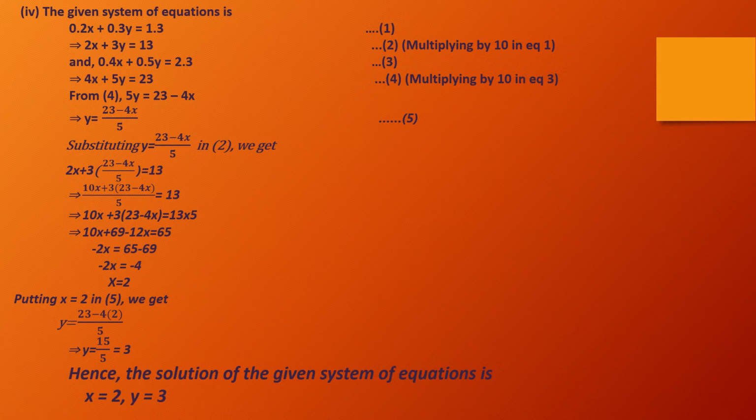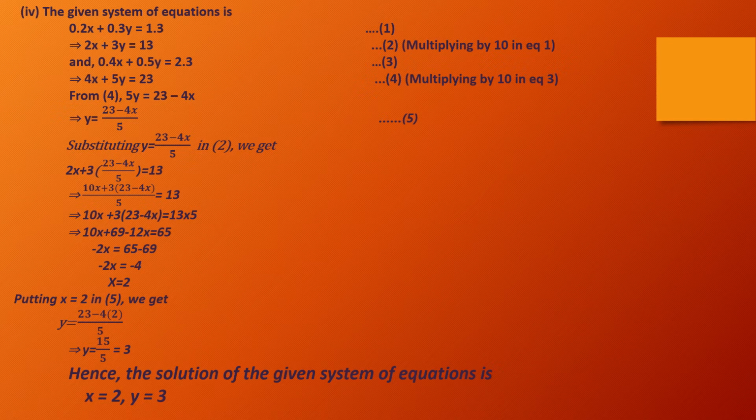Now putting this value of x equal to 2 in equation number 5. Equation number 5 is y equals (23 minus 4x) by 5. So we put the value of x equal to 2 in equation number 5 in place of x. So we get y equals (23 minus 4 multiplied by 2) by 5.